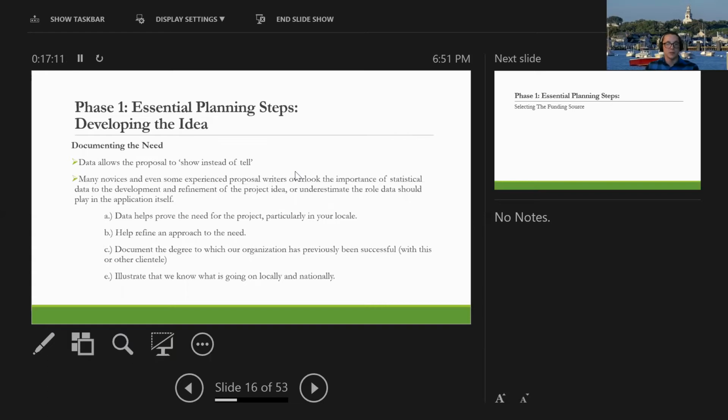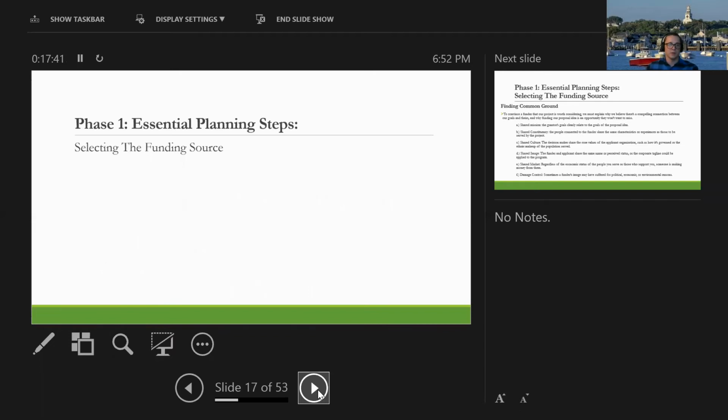And again, with the advent of technology, those resources are more prevalent to us than ever before. So data helps us prove the need for the project. Also, document the degree to which our organization has previously been successful. That speaks to the idea of showing your validity to carry out the project. So that's something important to keep in mind as well.